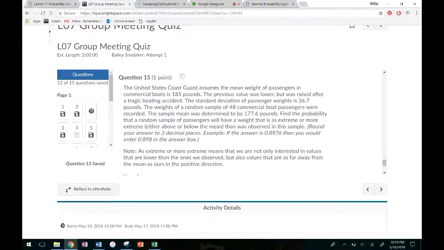Okay, so the mean of this is 185. The previous value was lower, but was raised after a boating accident. The standard deviation of passenger weight is 26.7 pounds. The weight of a random sample of 48 commercial boat passengers were recorded. The sample mean was determined to be 177.6. Find the probability that the random sample will have a weight that is as extreme or more extreme, either above or below the mean that was observed in this sample.